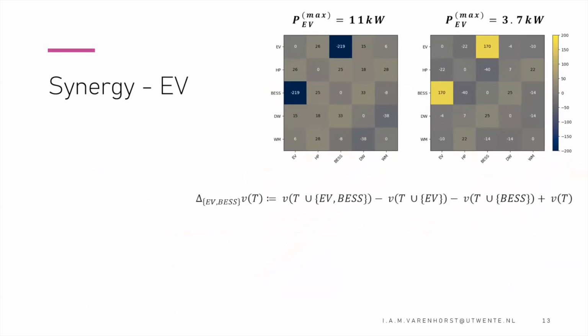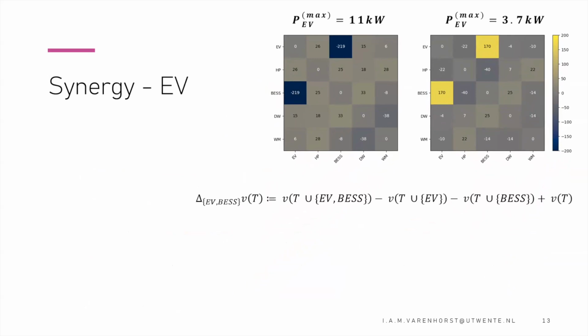So we still have the plots right here, but how did we really define the synergy between these two devices? Well, the interaction work is the worth of our coalition T and adding both the EV and the battery to it, minus these two terms where you just have the EV or battery, and then plus where you have neither.